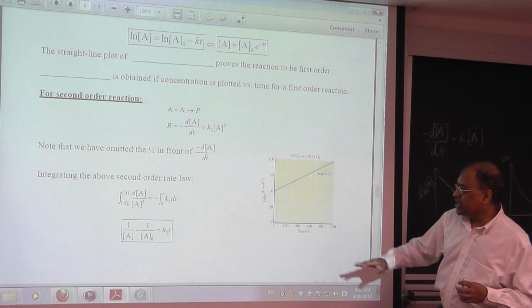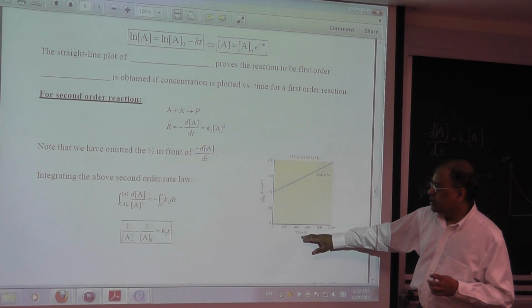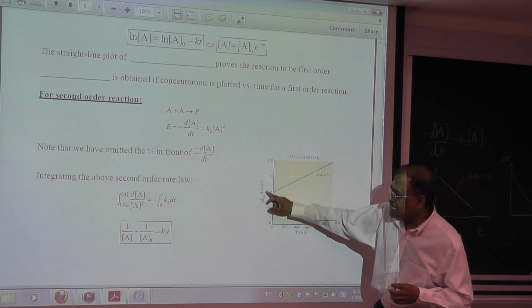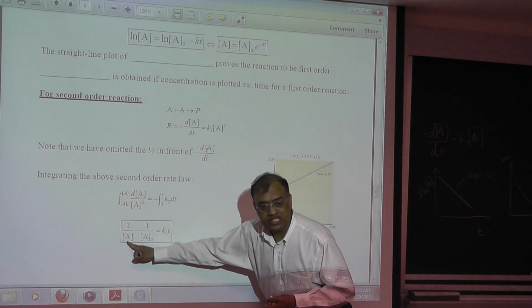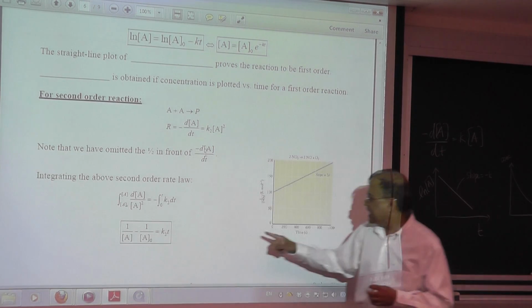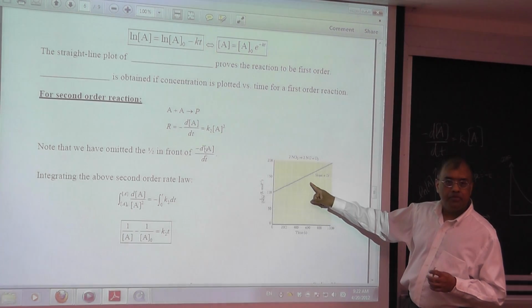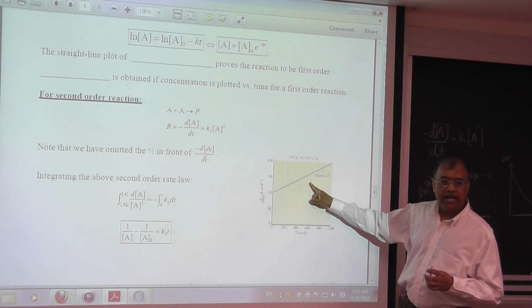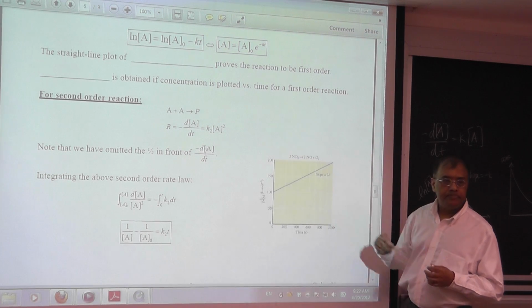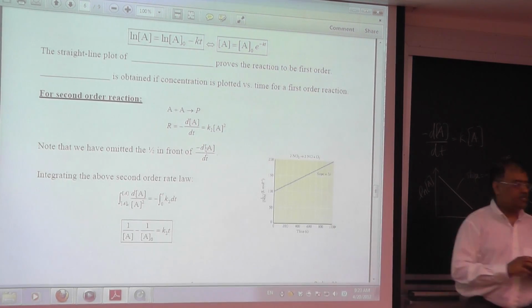So if you want to get a straight line here, you plot on the y-axis 1 over the concentration, and on the x-axis you plot time, and you get a straight line for a second order reaction. Questions?